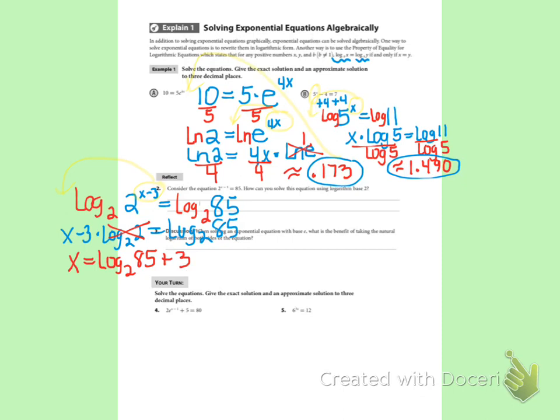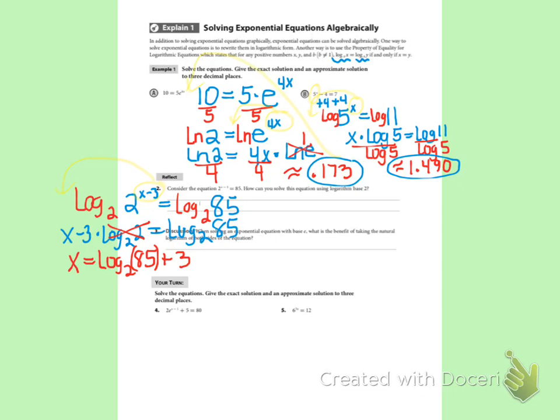But then how do I figure out what the log base 2 of 85 is so that I can add 3 to it? Well, I could use the change of base property, but otherwise, I mean, 85 is not some integer power of 2 or anything. So that's why, because it's going to end up causing us to have to use the change of base property.